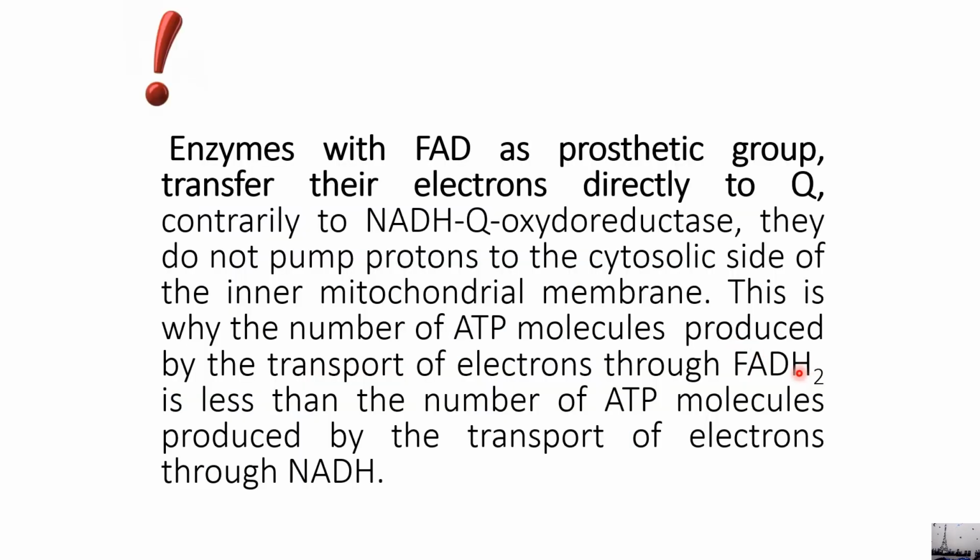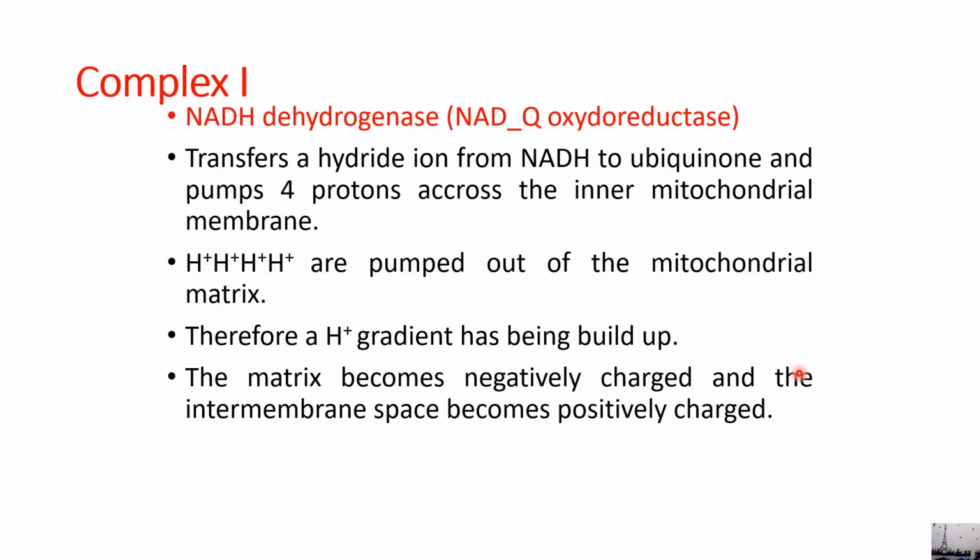Enzymes with FAD as prosthetic group transfer the electrons directly to Q. Contrary to NADH-Q oxidoreductase, they do not pump protons to the cytosolic side of the inner mitochondrial membrane. This is why the number of ATP molecules produced by the transport of electrons from FADH2 is less than the number of ATP molecules produced by the transfer of electrons from NADH.